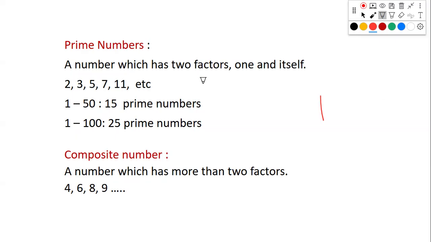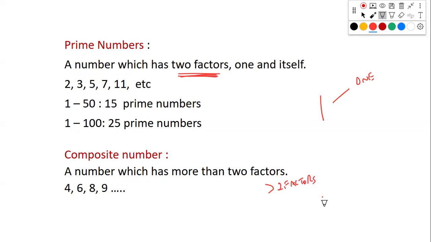Why? Because a prime number has two factors. How many factors does one have? Only one. It doesn't have two factors. And a composite number should have more than two factors, greater than two, and then you can classify it as composite.